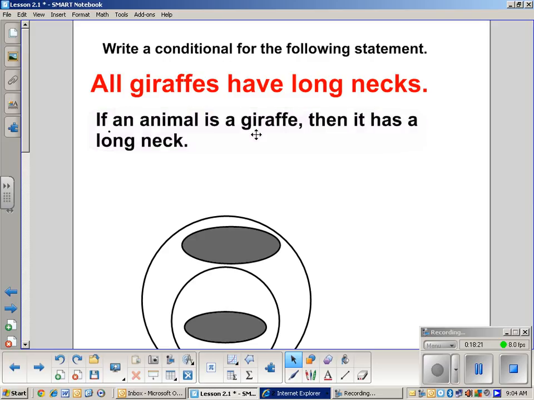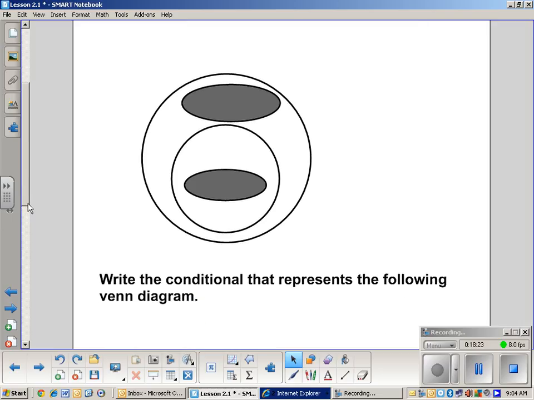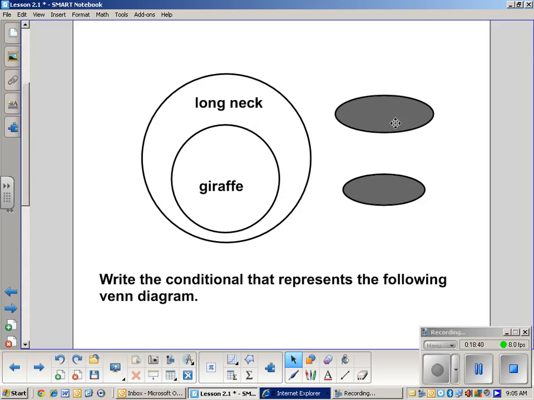If we want to write that as a Venn diagram, then we would draw our two circles and then we'd have to identify what has to be true. What's the if part? The if part goes in the inner circle. If it's a giraffe, then what? Well, then it has a long neck. So our Venn diagram has the giraffe on the inner circle and the long neck on the outer circle.